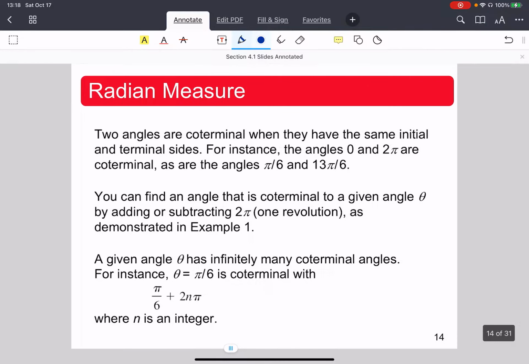I think here we go back to this idea of coterminal angles. We're going to say two angles are coterminal when they have the same initial and terminal sides, like we talked about before. We're going to be able to find an angle that is coterminal to a given angle theta by adding or subtracting 2 pi. So we can always find a coterminal of a given angle by adding or subtracting 2 pi, and I'm going to demonstrate that in example 1 pretty soon.